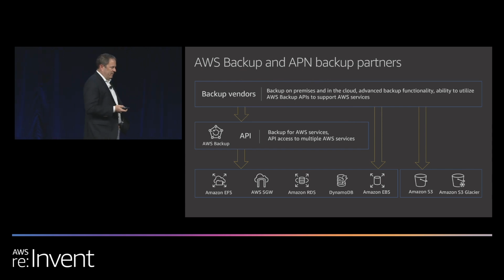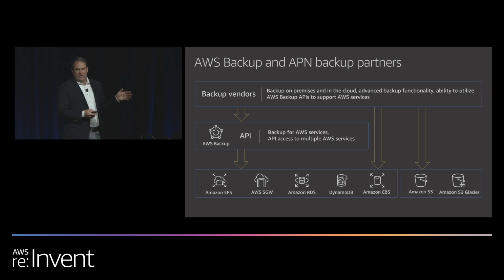And so people say, hey, wait a minute, you just talked about all your backup partners and AWS Backup, isn't it competitive? We don't view it as competitive at all. We view it as complementary to our APN backup partners. And the reason for that is because we're making it open and available. With AWS Backup, we've created a set of APIs that our partners can write to, which gives them an integration point. An integration point that allows them to write to a single set of APIs, but have access to all the underlying services that AWS Backup supports as a service.